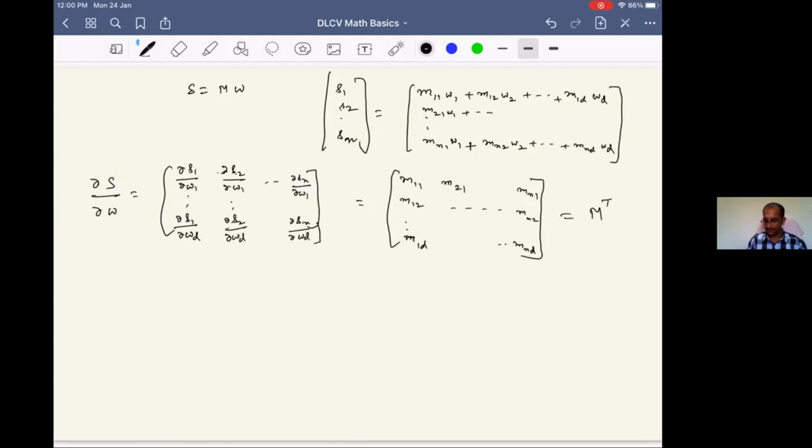Correct? Yes, sir. So essentially, the vector to vector derivative results in a matrix, and when S equals M into W, dou S by dou W is M transpose. This is very easy to derive and easy to remember as well.